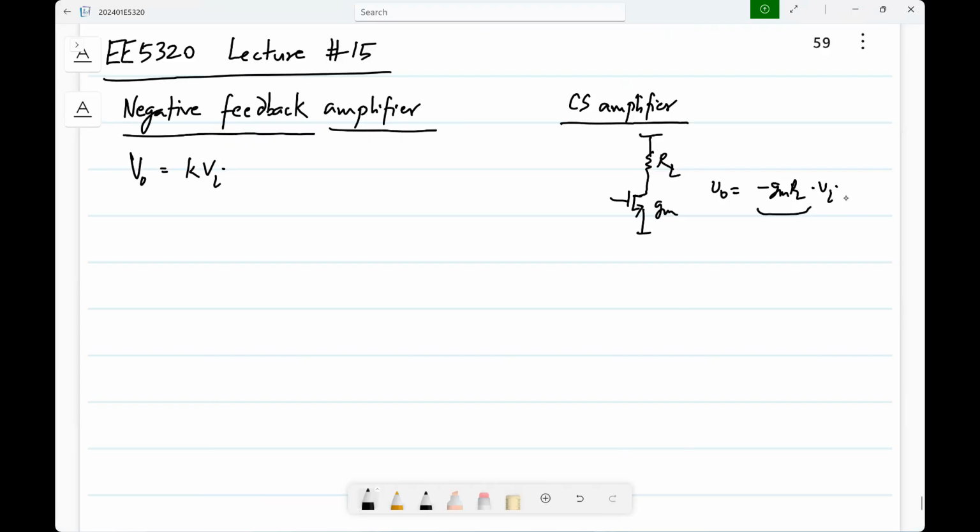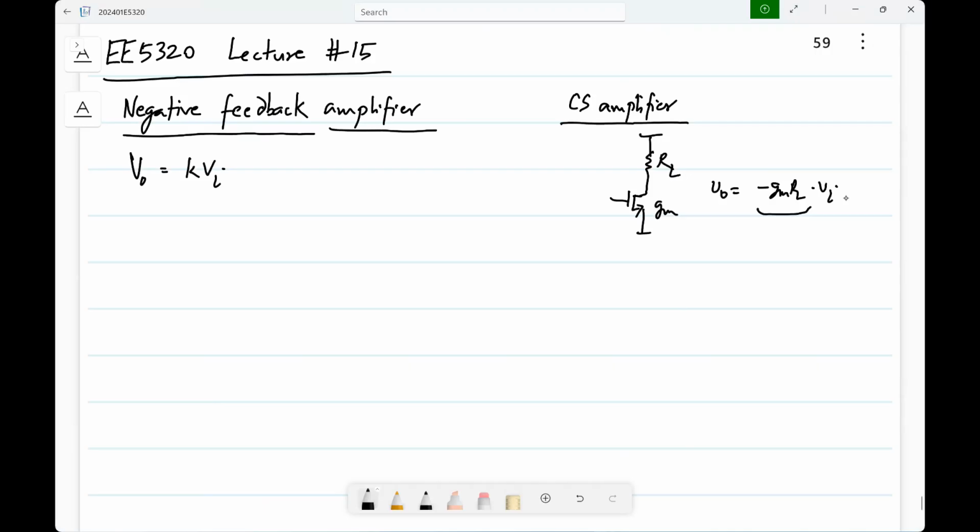Okay, so K is much better controlled. Is that it? What distinguishes? Is this common source amplifier a negative feedback amplifier? Why not? There is no? Okay, what is feedback?